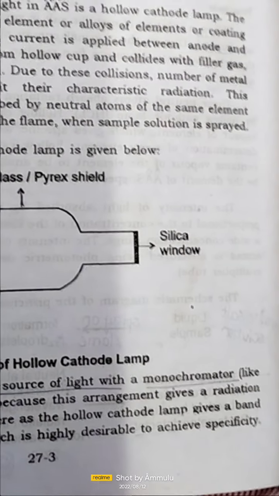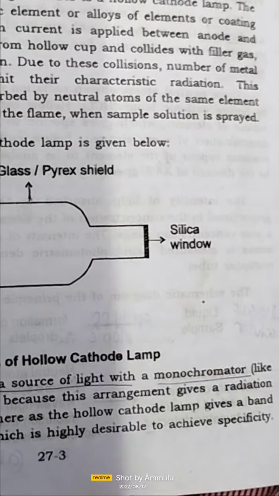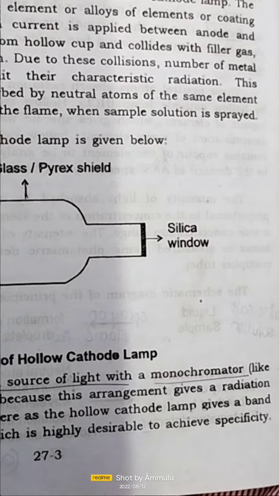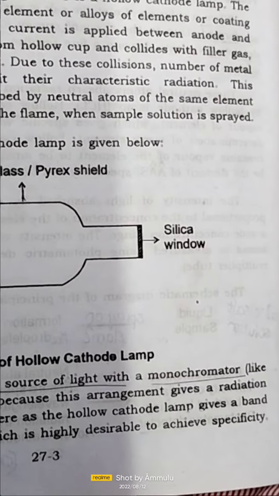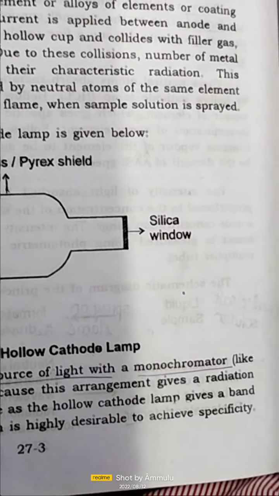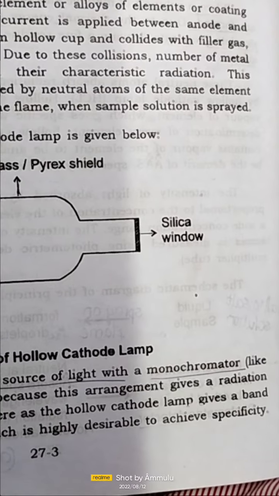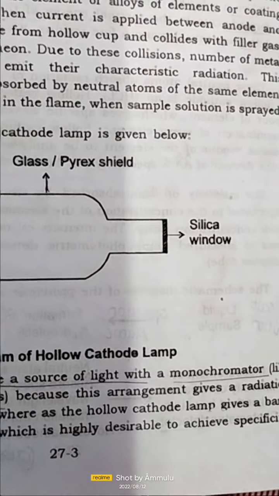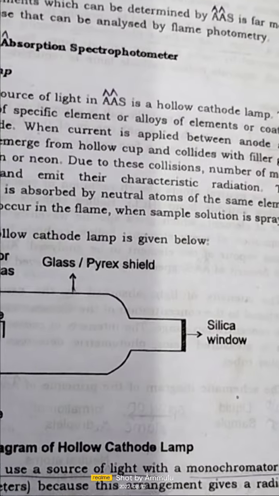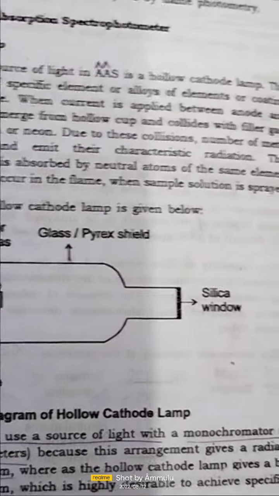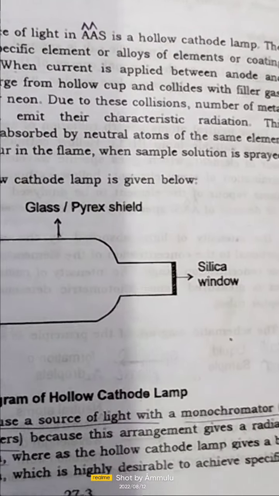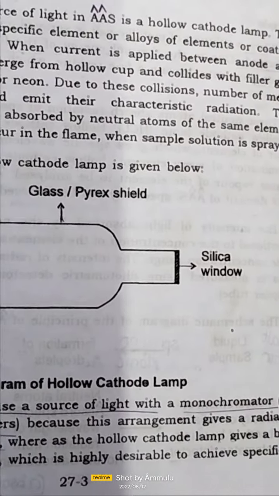When current is applied between anode and cathode, the metal atoms emerge from the hollow cup and collide with the filler gas, which is normally argon or neon. This characteristic radiation is absorbed by the neutral atoms of the same element in the ground state, which occur in the flame when the sample solution is sprayed.